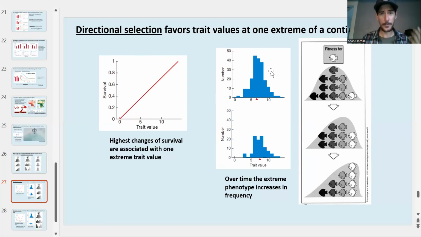If we wanted to analyze this more statistically, we can see that this is the original distribution of the traits, and the average value is shown by this little red caret. But over time, that frequency is slowly starting to shift to the right. That average trait value is starting to shift toward an increasing value, as suggested by this plot. So that's something we call directional selection.